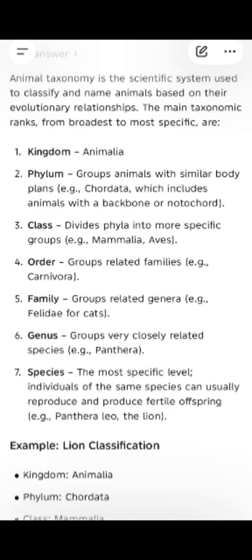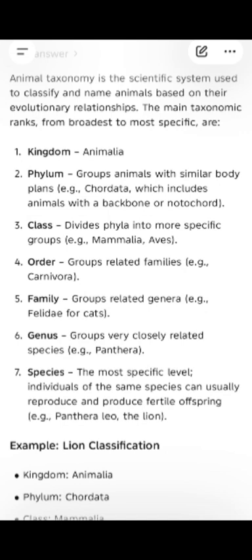Now, when we talk about the genus, we are talking about very closely related species. For instance, like we use Felidae, the genus for Felidae is known as Panthera. So any animal that is under Felidae is known as Panthera. For instance, we have the lion. The lion is known as Panthera leo. All right, so that is the genus of the lion.